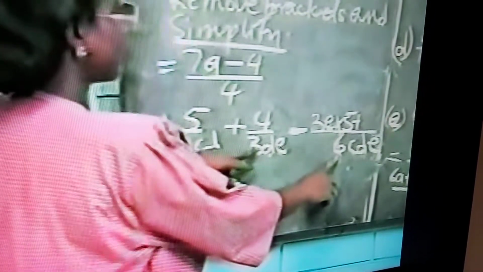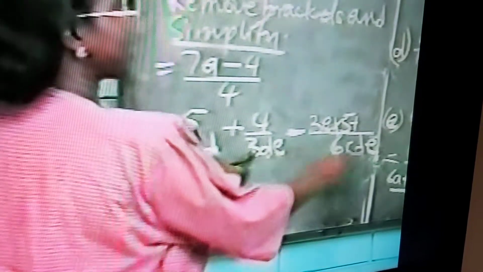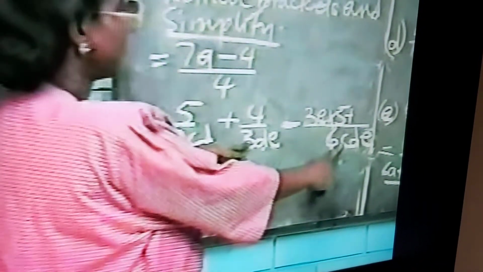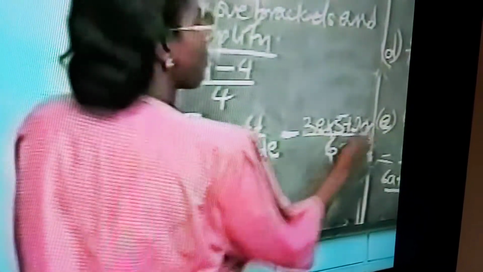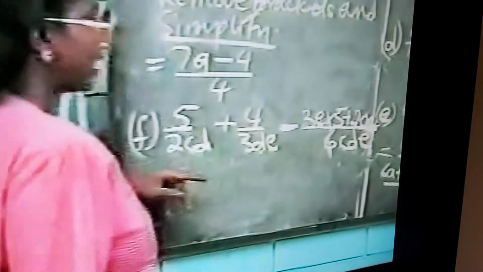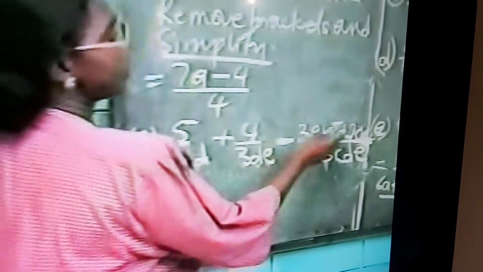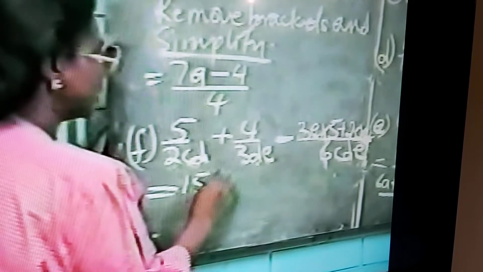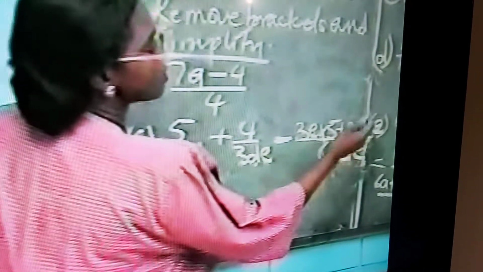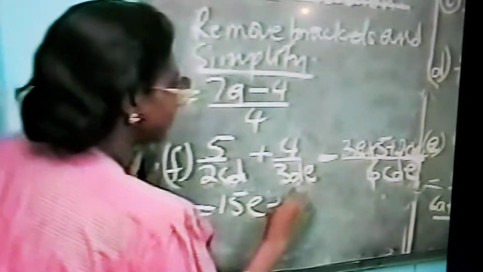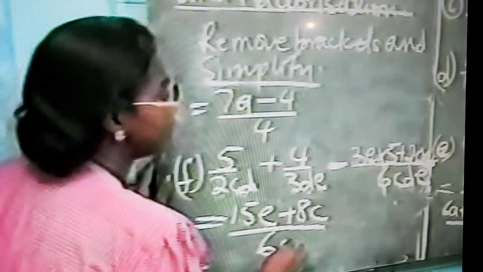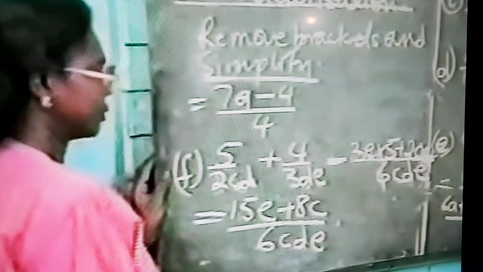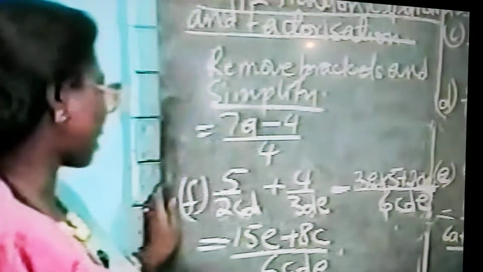Plus 3 in 6 is 2. D will cancel D, E will cancel E, you are left with C. So you get 2C times 4. And then you now have 3E times 5, that is 15E, and 2C times 4, that's 8C, all over 6CDE. And that is the simplest you can go.